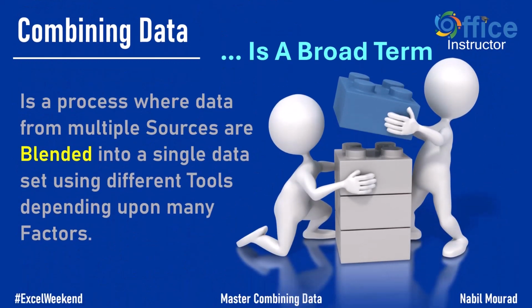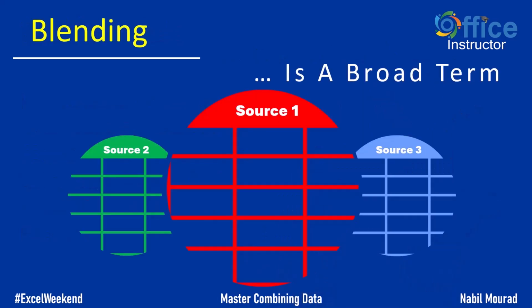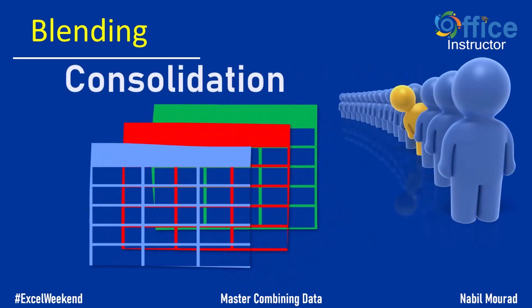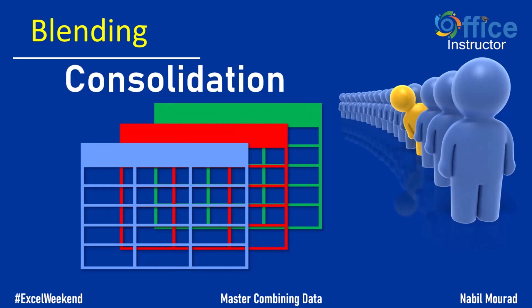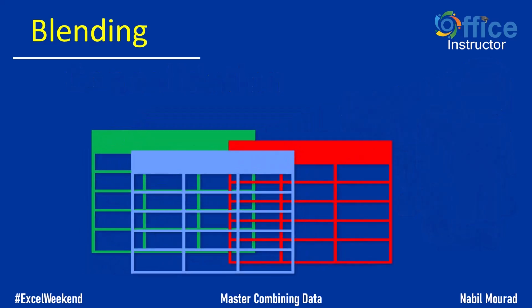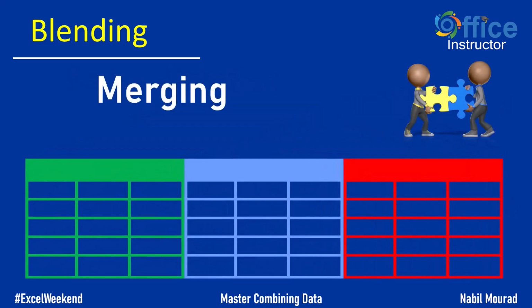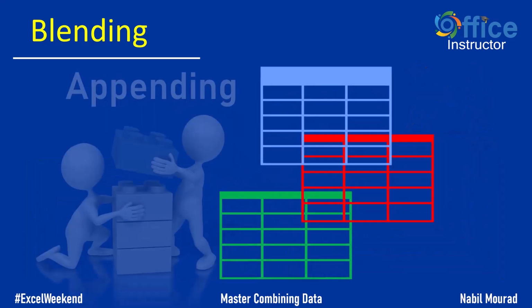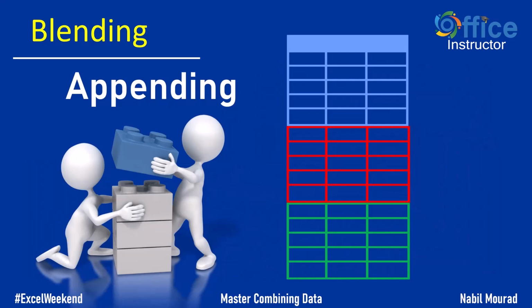Combining data is a broad term, and blending the data can mean so many things. Suppose we have 3 sources sharing the same column headers and the same row headers, but with different values. If the data is in the same relative position, we can aggregate the values across the different sources, and this is called consolidation. We may also combine the data by putting the different sources side by side, and this is called merging. Or we may want to stack the different sources on top of each other, and this is called appending. It's the most common type of combining data.